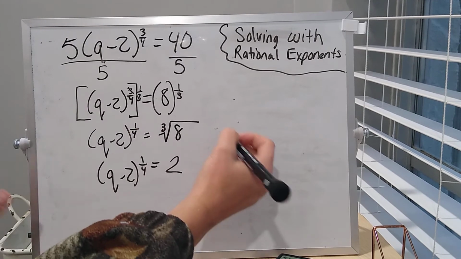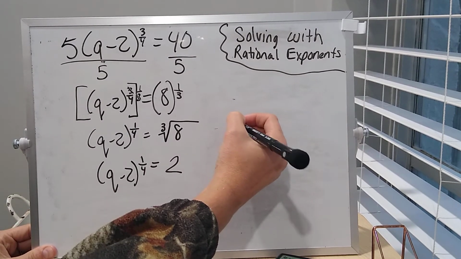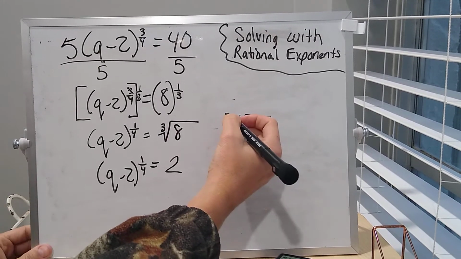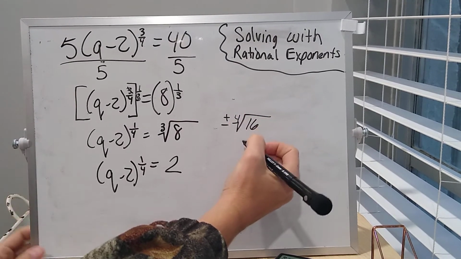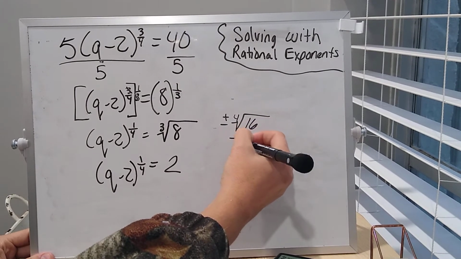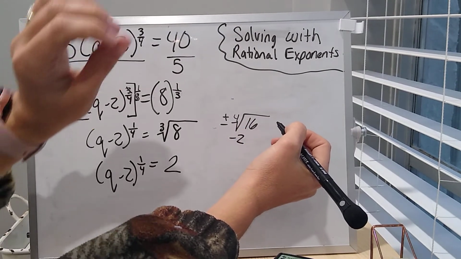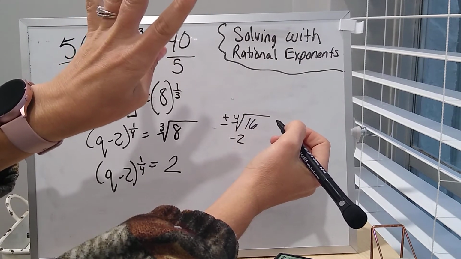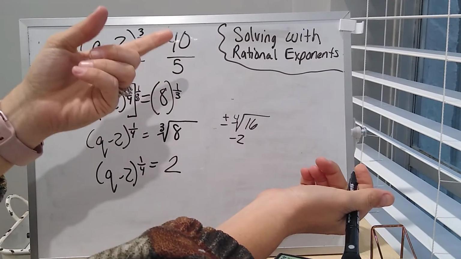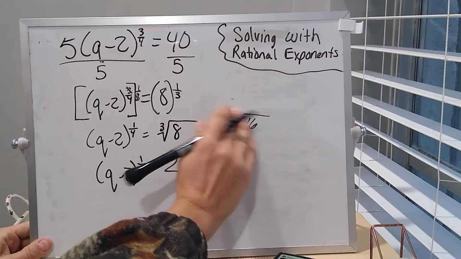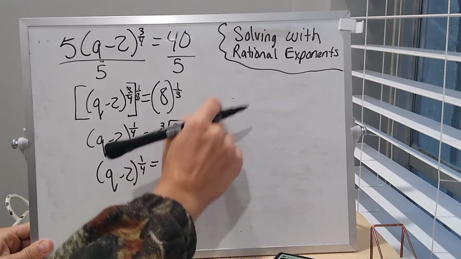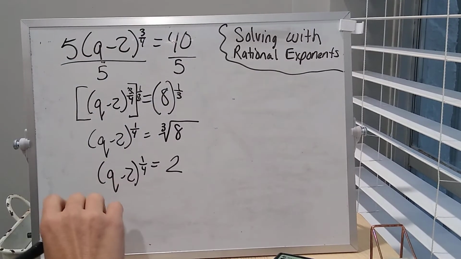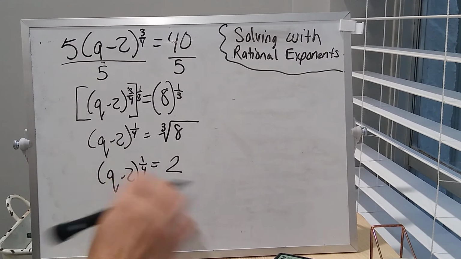But with even indices, say, the 4th root of 16, that would have to be set to positive negative. Because if I have negative 2 times itself 4 times, I get negative 2 times negative 2 is 4, times negative 2 is negative 8, times negative 2 is 16. Same with positive 2, you get 16. So it could be both. So that's why with odd indices, you don't need it. Even, you do.